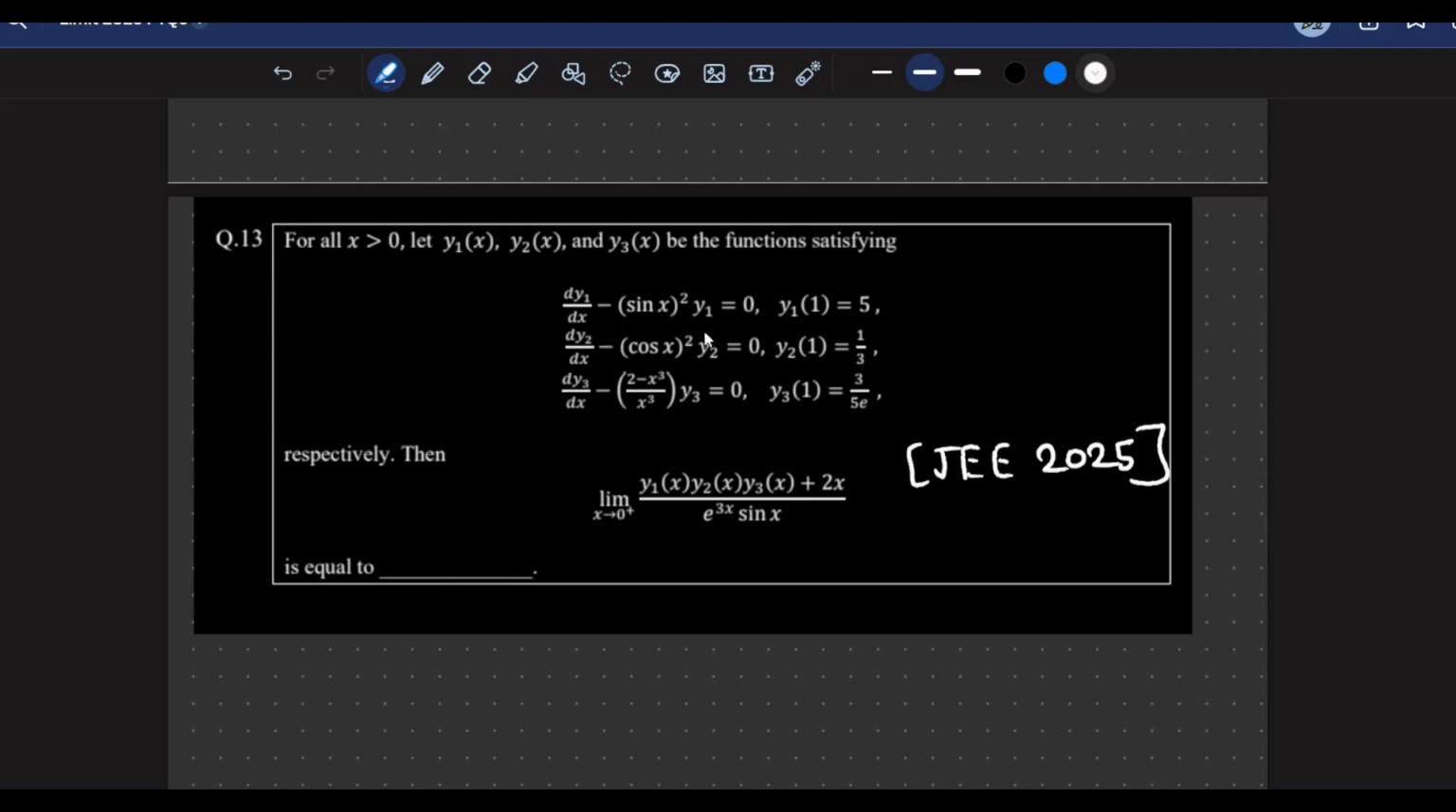The typical thought process is that you find the value of y1 of x, y2 of x, y3 of x, then you get an expression with some integration constant, use these values in order to get the actual functions, right? But I'm going to do something different.